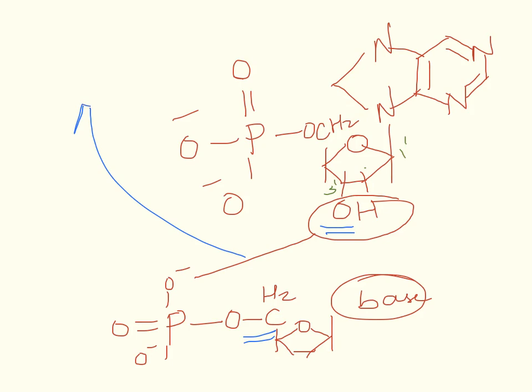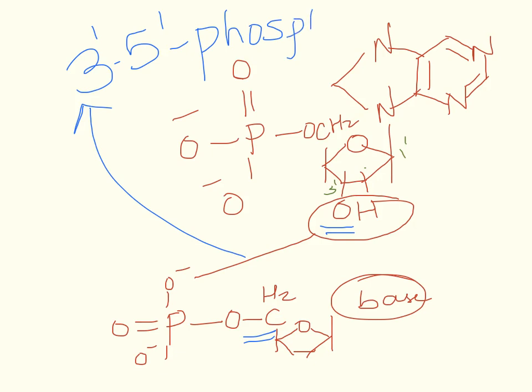This kind of a linkage, and I'll show you the linkage in just a minute, is known as a 3 prime 5 prime phosphodiester bond. Phosphodiester bond. So how does this look?